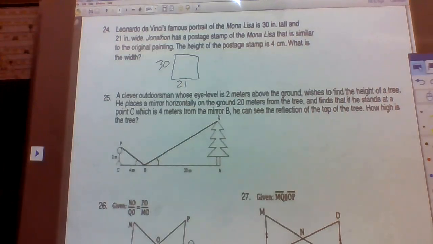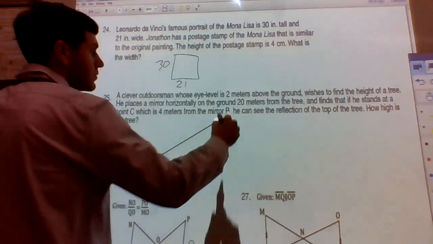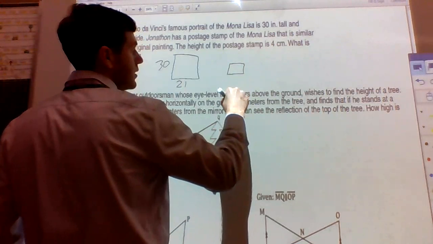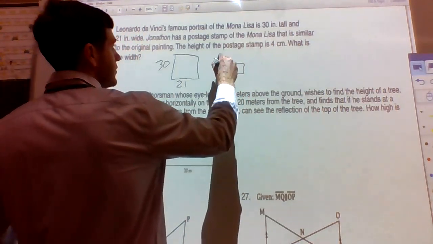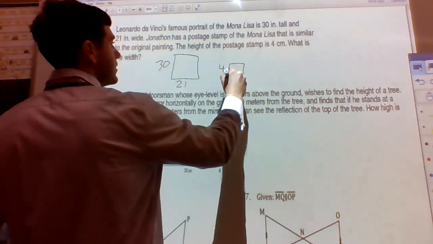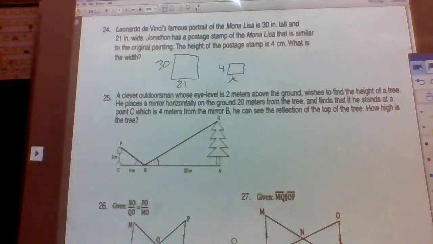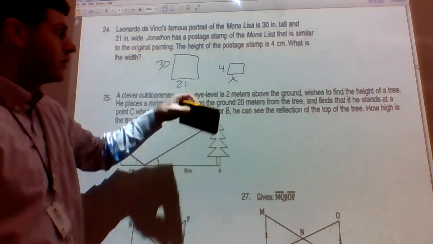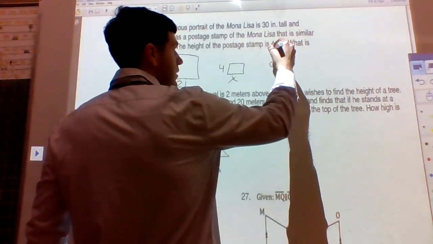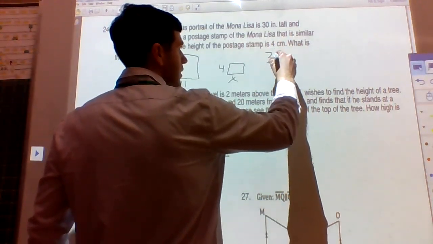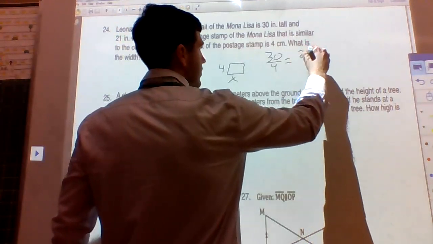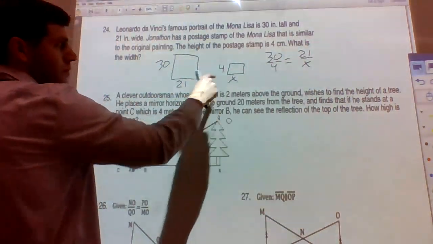A postage stamp is made to the model that is similar to the original painting. So then we have a postage stamp that the height is 4 centimeters. What is the width? Okay. So again, if you're drawing this out, it should be pretty easy. The heights are going to be corresponding sides, and the widths are going to be corresponding sides. So we're going to have 30 over 4 is going to equal 21 over x, right? 30 is to 4 as 21 is to x.